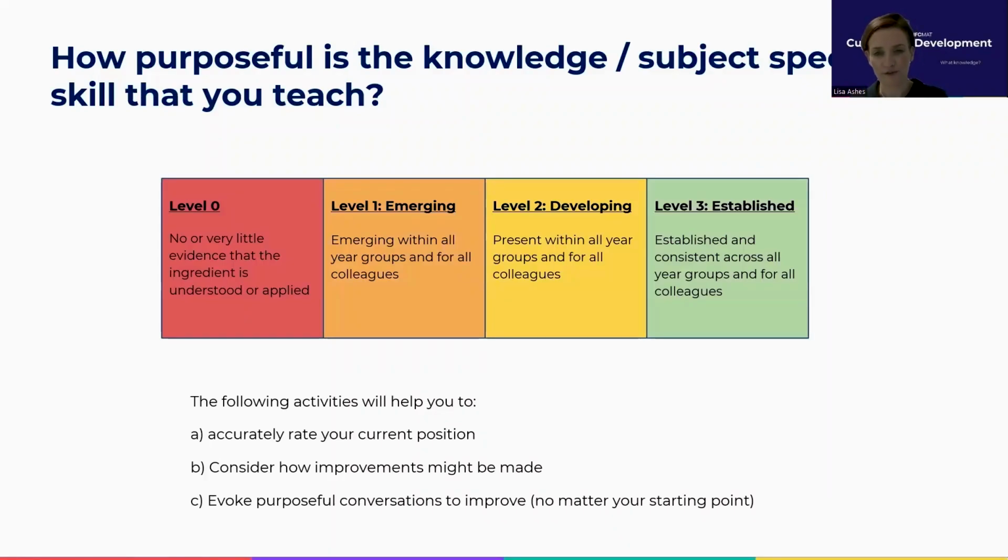Now, if there are a lot of things that your Year 11s don't know, then your curriculum might still be developing. We need to consider what we teach them earlier and the knowledge that we give them so that when they get to Year 11, they have all of the knowledge and all of the skills that they need to complete our curriculum. The following activities will help you to accurately rate your position when it comes to knowledge in the curriculum. It'll also help you to consider how improvements might be made to the knowledge that you provide your students, and hopefully evoke some really purposeful conversations on how you can improve no matter where your starting point.